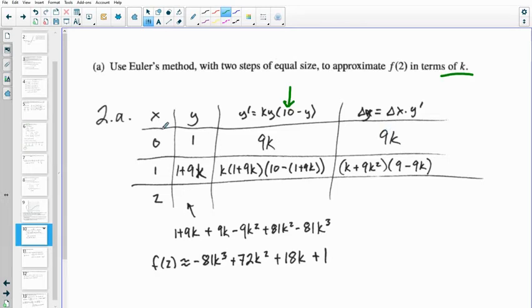So in terms of k, it's 9k. And then because we're taking 2 steps covering an interval of size 2, each one of the steps is 1. So these 2 columns turn out to be the same in this case. And then that's how much the y value changes by. So 1 plus the delta y, 9k. And then repeat the process, plug it in. I've got k times y is 1 plus 9k, 10 minus y is 1 plus 9k.